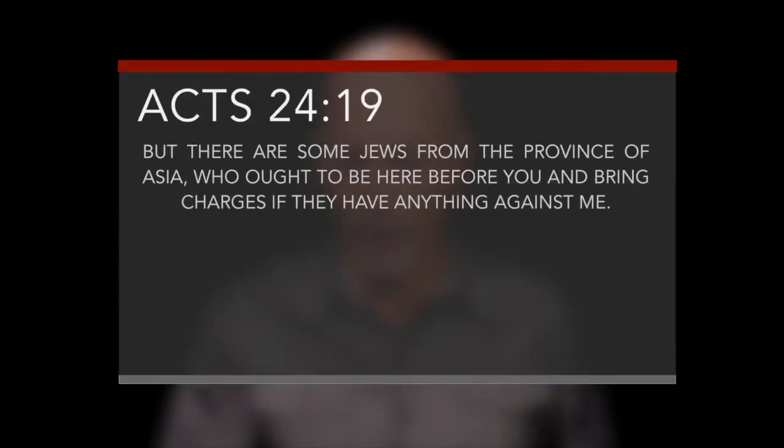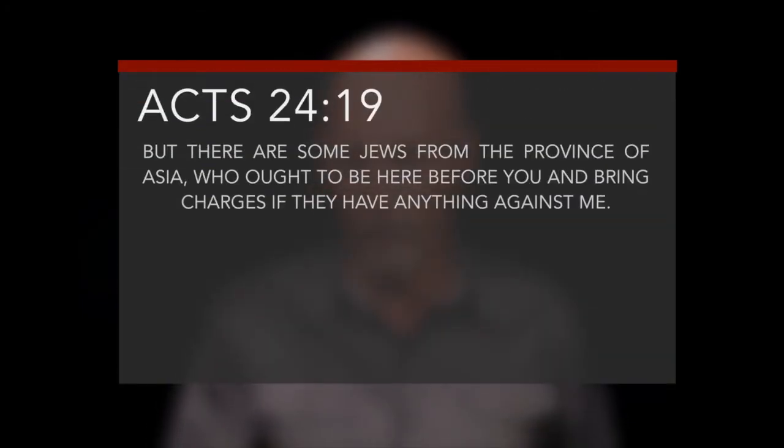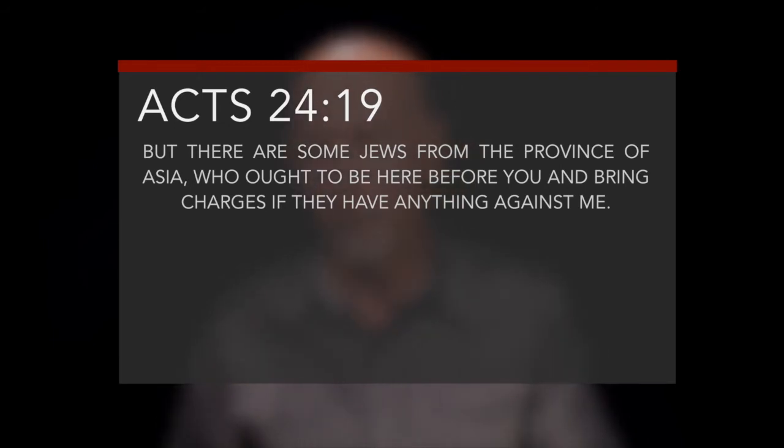Down here in verse 19, it says, "But there are some Jews from the province of Asia who ought to be here before you and bring charges if they have anything against me." What Paul is pointing out to Felix is you really don't have a case here. If I'm on trial for disturbing the peace, then where are the eyewitnesses that saw me in that action? They're back home in Asia. Therefore, this case should have been thrown out.